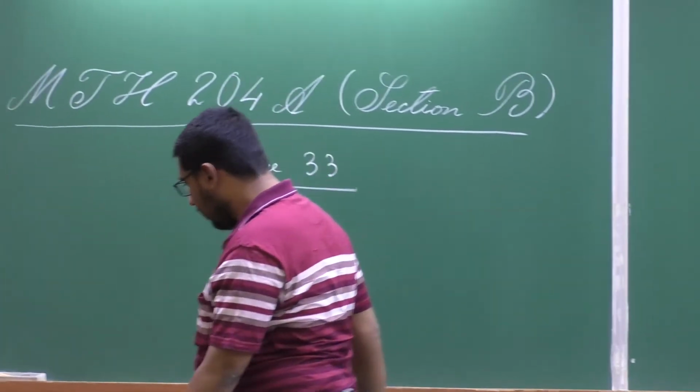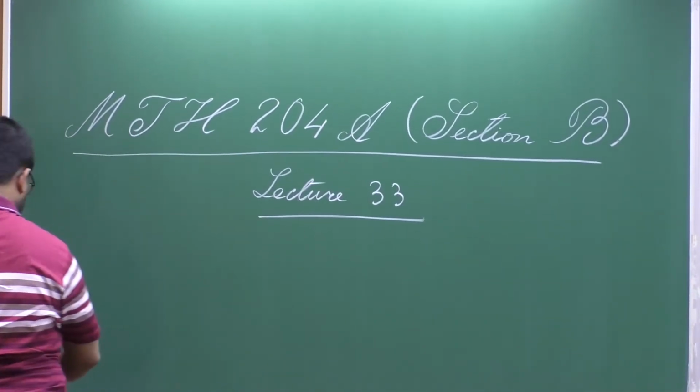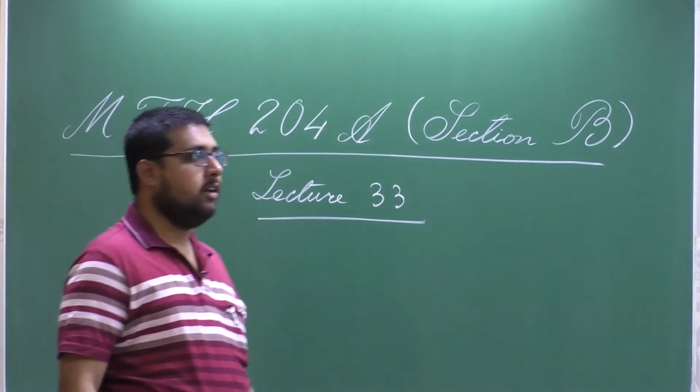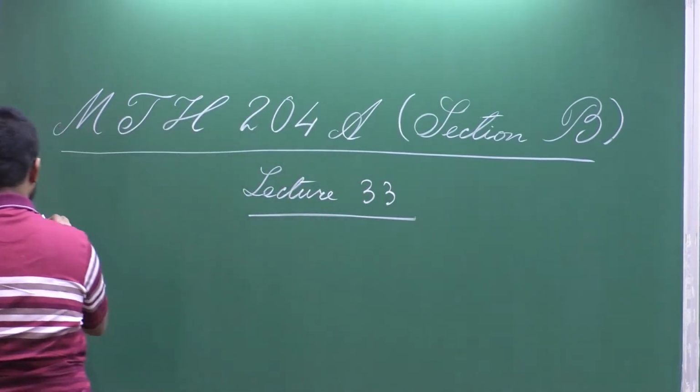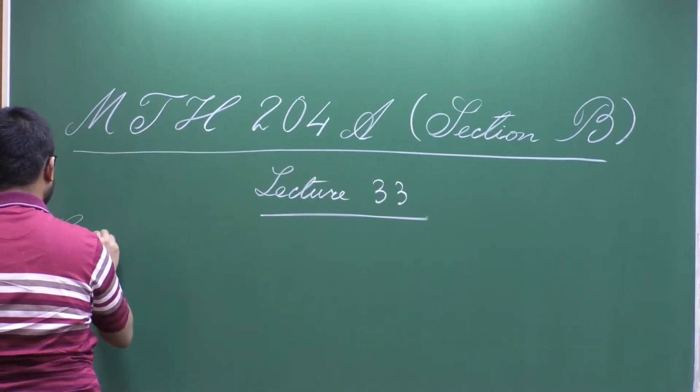This is the 33rd lecture of the course MTH 204A for section B. Recall from the last lecture that we were talking about primes in the ring of Gaussian integers, which we often call Gauss primes.